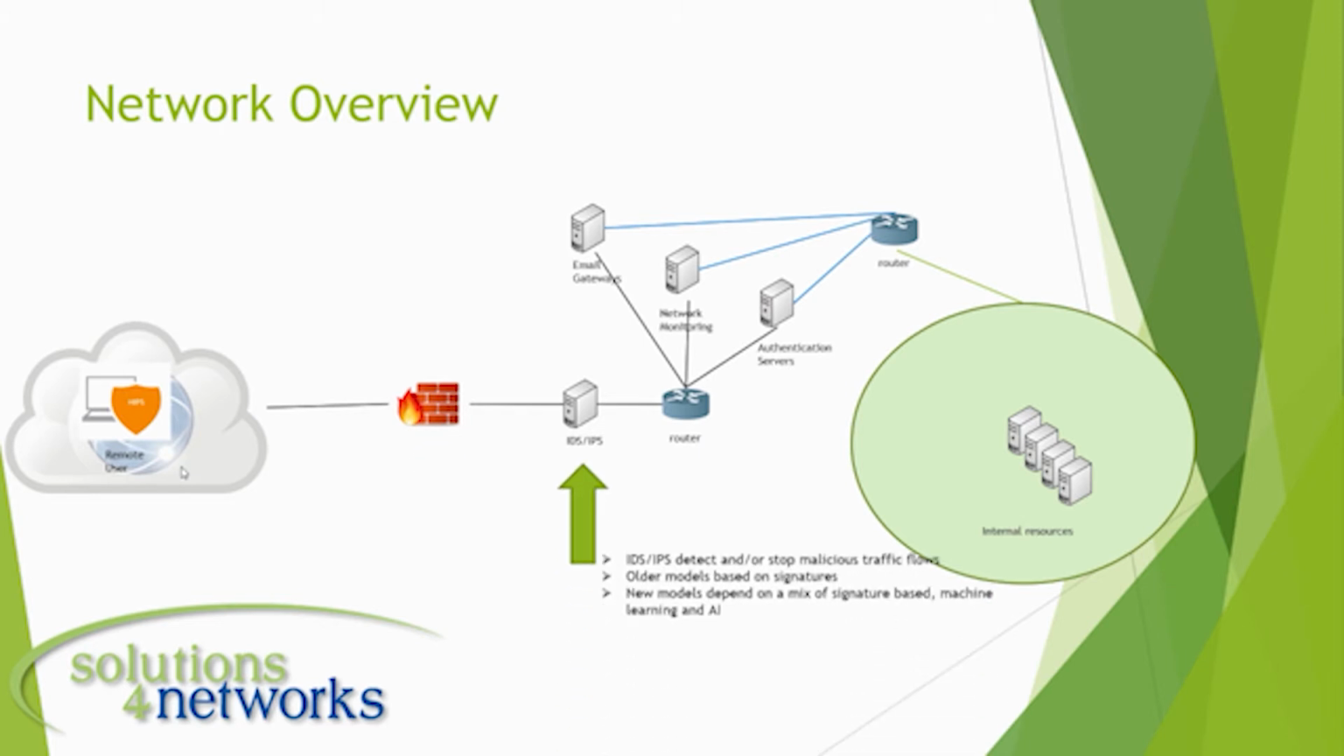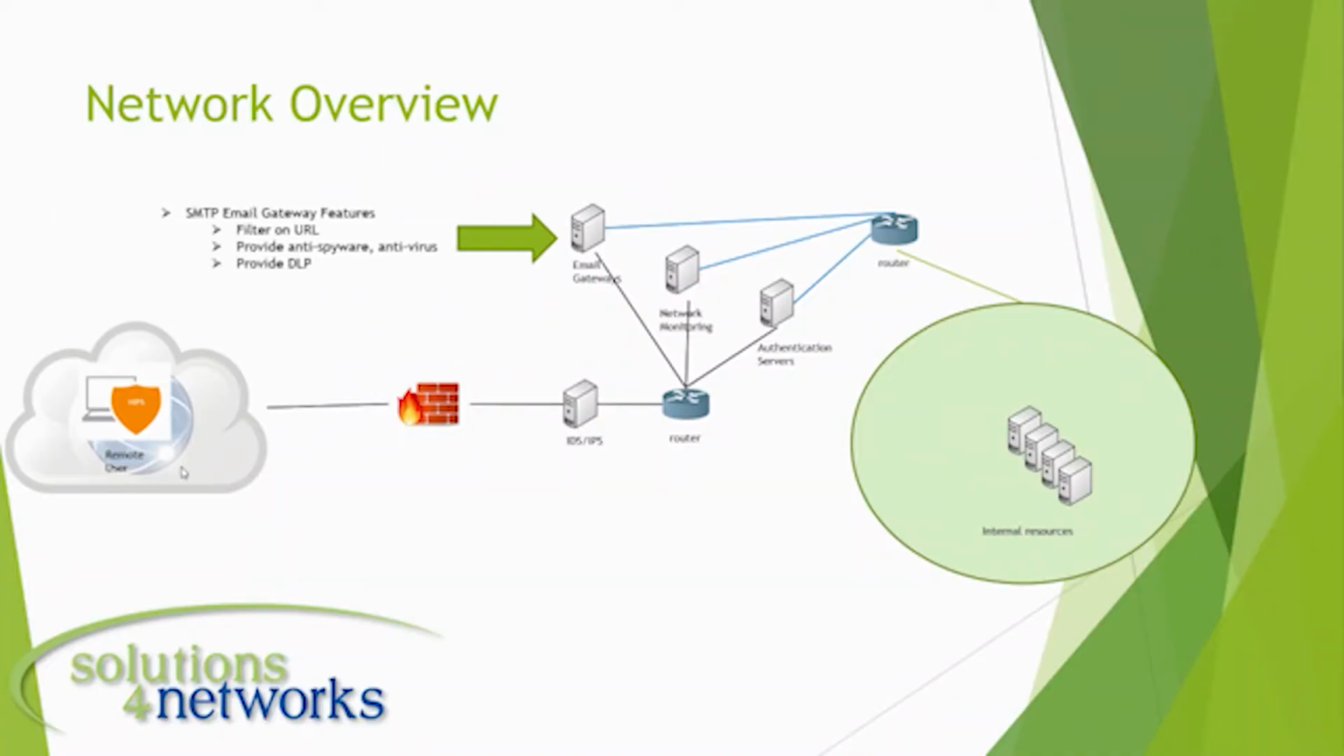IDS/IPS, or intrusion detection and prevention systems, by themselves can detect and/or stop malicious software using signatures. Today's IDS/IPS systems rely heavily on machine learning and AI. Email gateways are responsible for the inbound and outbound email from an organization. They can detect and prevent spam and malicious links sent in emails, in addition to scanning inbound and/or outbound emails for viruses and malware. Some of the advanced email gateways even provide data loss protection.